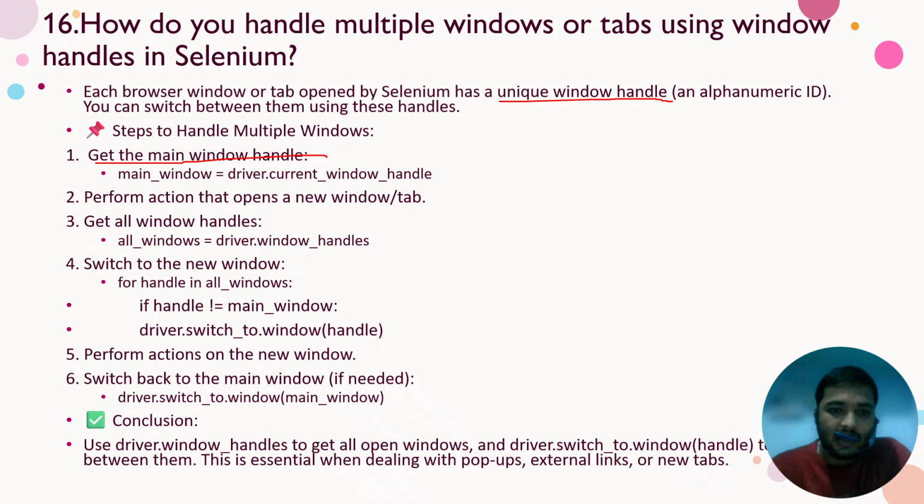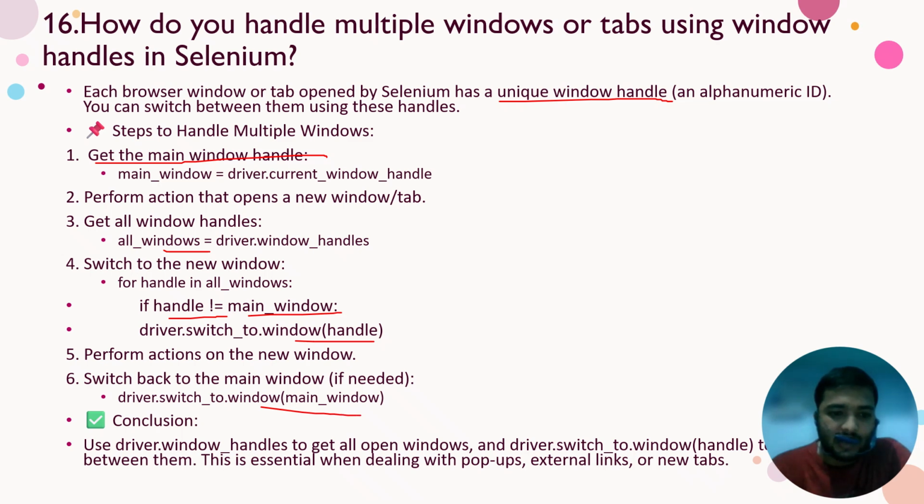Perform an action that opens a new tab. Get all the window handles, all_windows equals driver.window_handles. Switch to the new window: for handle in all_windows, if handle is not equal to main_window, driver.switch_to.window with handle. Perform actions on the new window. Switch back to the main window if needed, driver.switch_to.window.